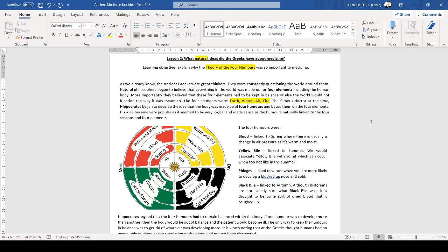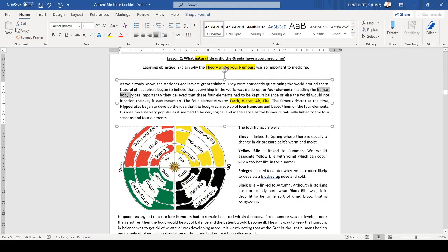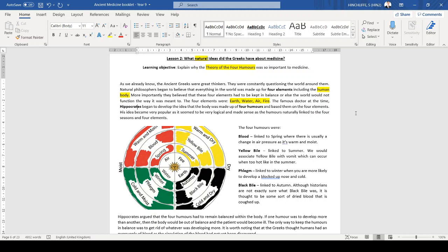This theory becomes really popular, particularly when they start to consider that the human body also must be made up of 4 elements. Now, the Greeks don't argue that the body is made up of earth, water, air, and fire, but they use that theory to come up with something else, which is what they call the humours, with the 4 of them. So, as we've already said, Hippocrates starts to develop the idea that the body is made up of 4 humours, and he bases them on the 4 elements.